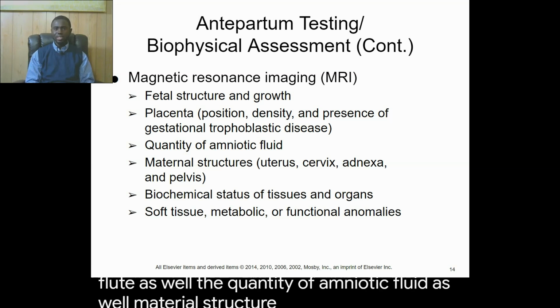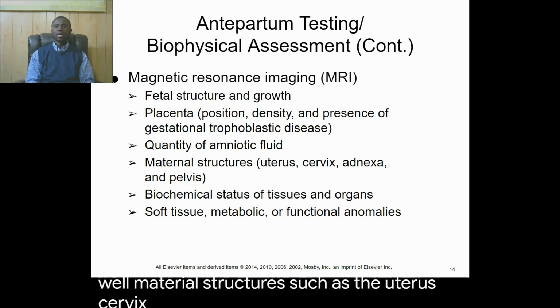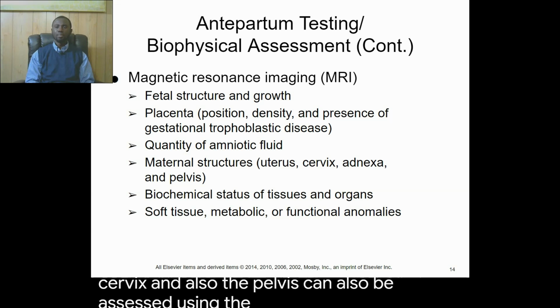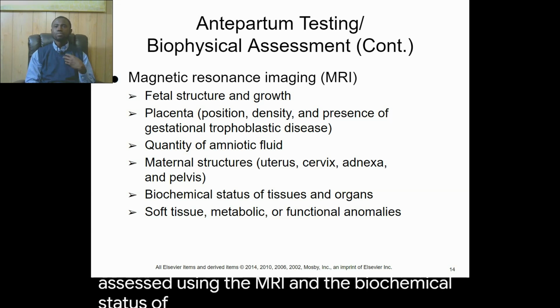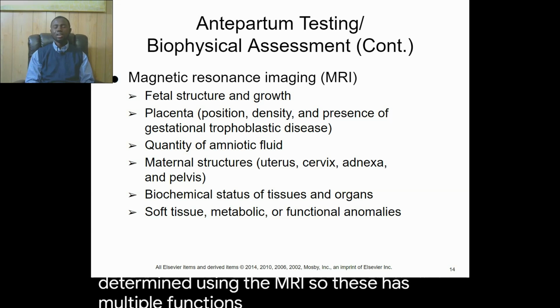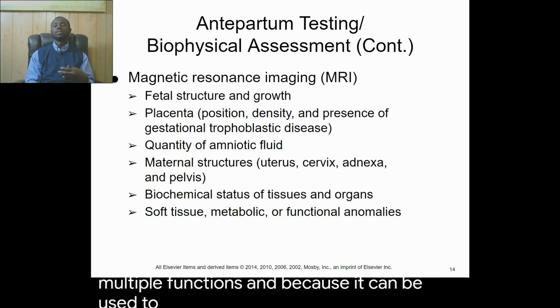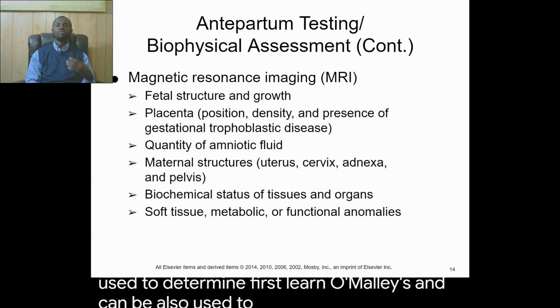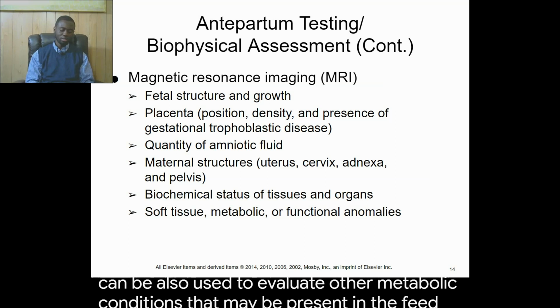Maternal structures such as the uterus, cervix, and also the pelvis can also be assessed using the MRI, and the biochemical status of tissues and organs can also be determined using the MRI. So this has multiple functions because it can be used to determine functional anomalies and can also be used to evaluate other metabolic conditions that may be present in the fetus.